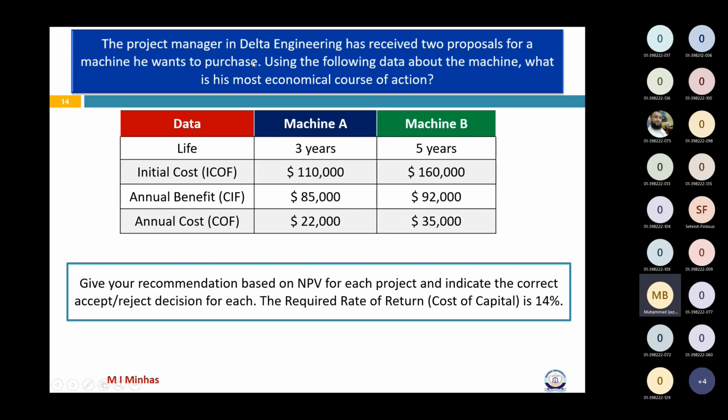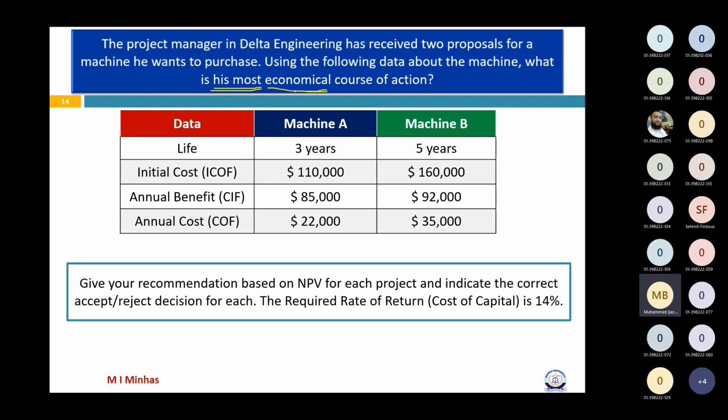There's a project manager who has received two proposals for a machine he wants to purchase. Using the following data about the machine, what is his most economical course of action? Here two words have been written: his most. When I say the most, it means, are these independent projects or mutually exclusive projects? What do you think? They're mutually exclusive, because we are going to choose only one, the best one, the most. And the most what? The most economical.